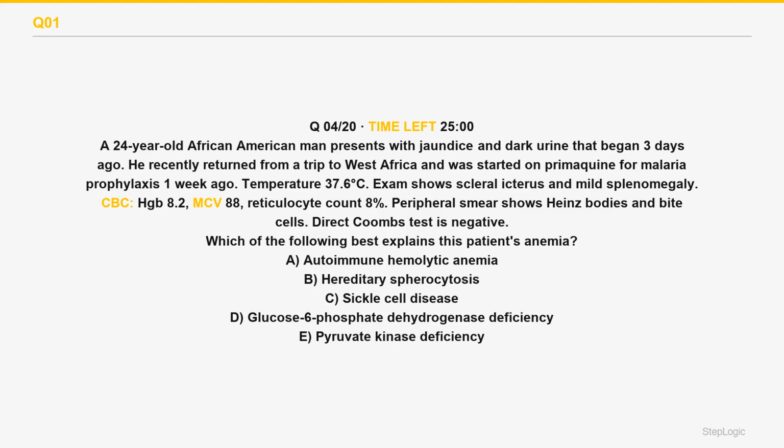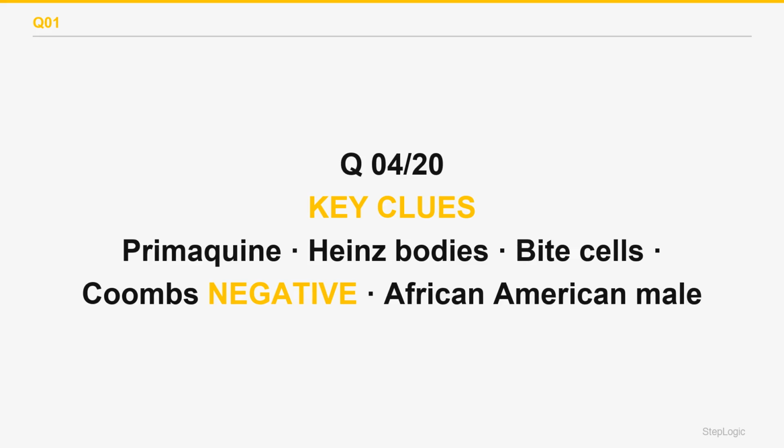Read the command, what explains the anemia. Drug exposure, primaquine, an oxidant drug, African American male, Heinz bodies, bite cells, Coombs negative, not autoimmune. G6PD deficiency. G6PD generates NADPH via the hexose monophosphate shunt.